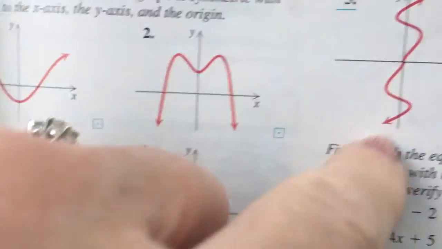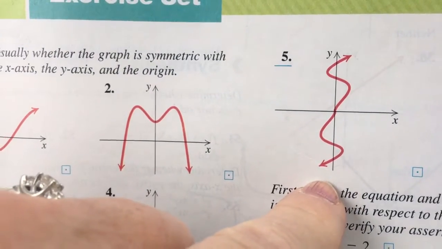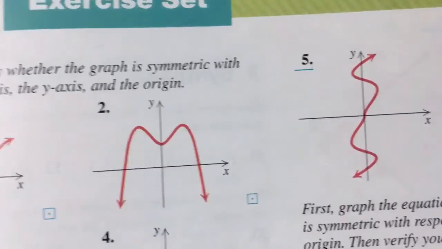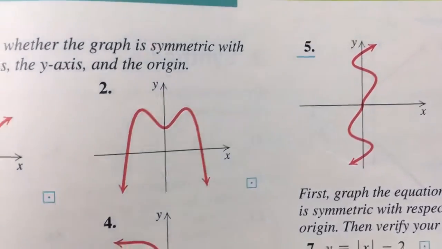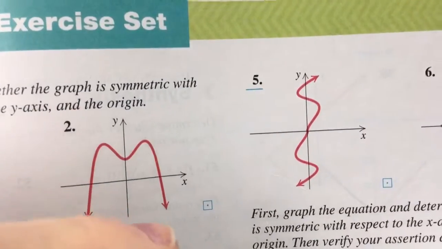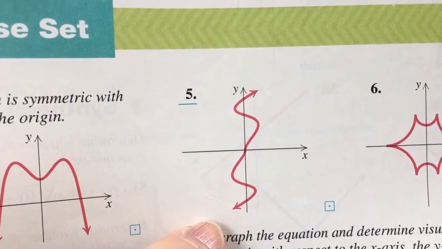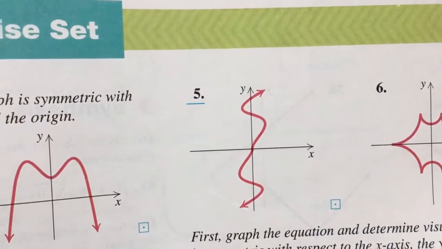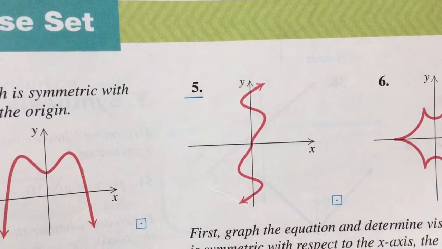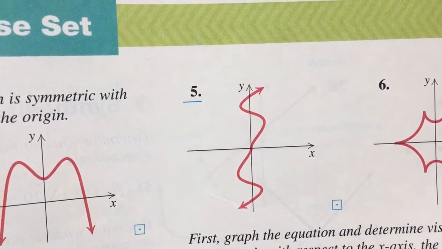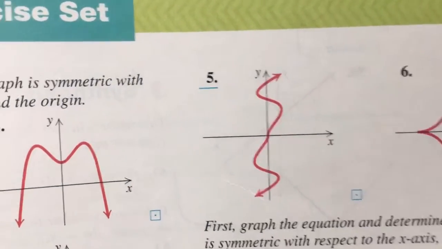Okay, let's look at this one up here on the top. Okay, looking at it here, let's kind of analyze it a little bit. If you were to spin it 180 degrees, would it go back on itself? Okay, and from what I'm looking at, that one is origin symmetry, and because it's origin symmetry, it would be odd. All right, now what is the trademark for odd?